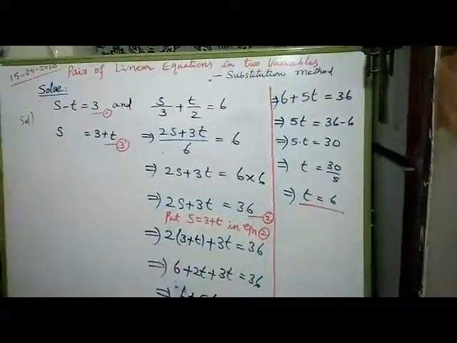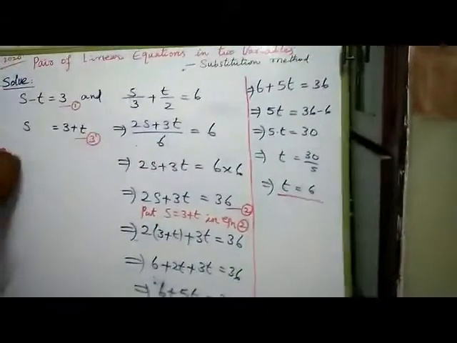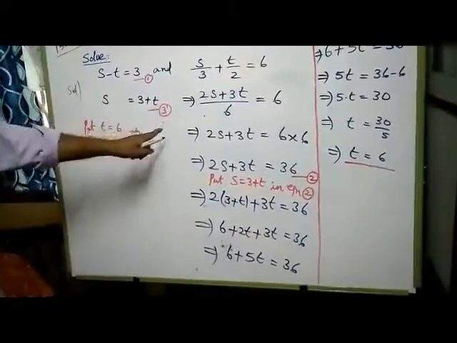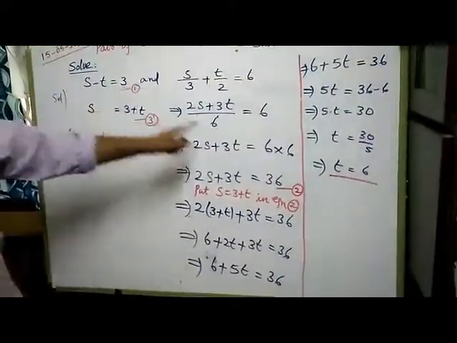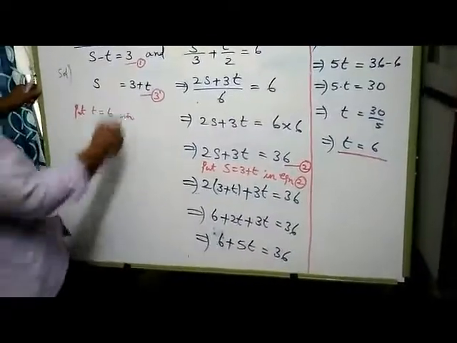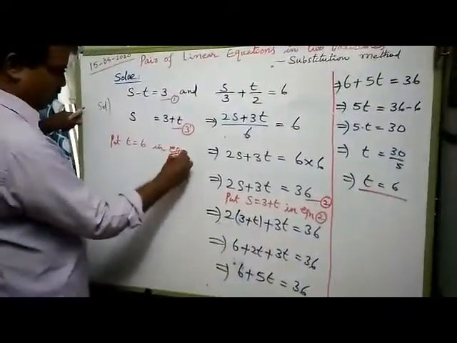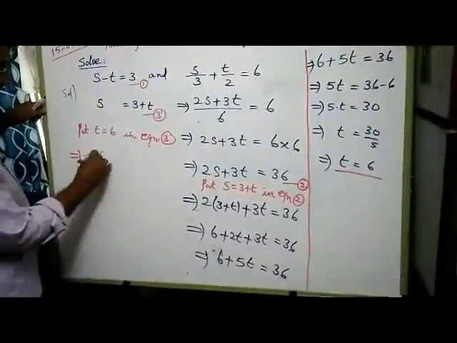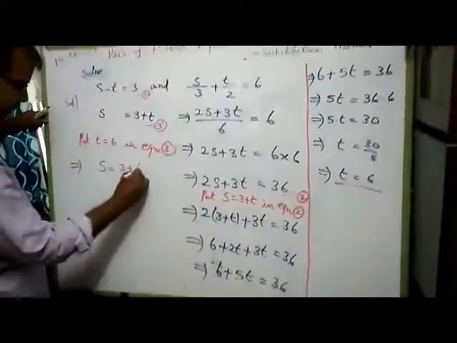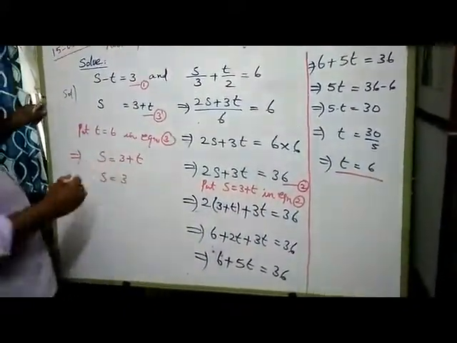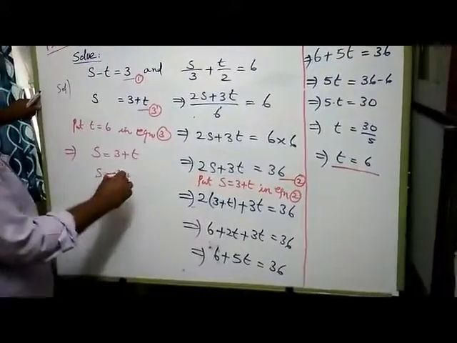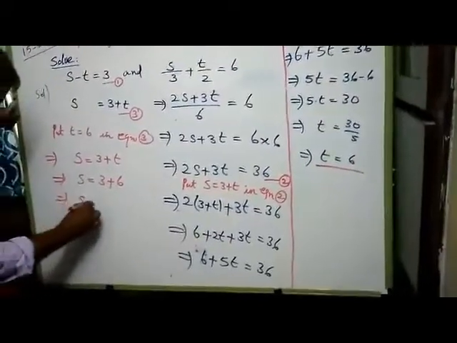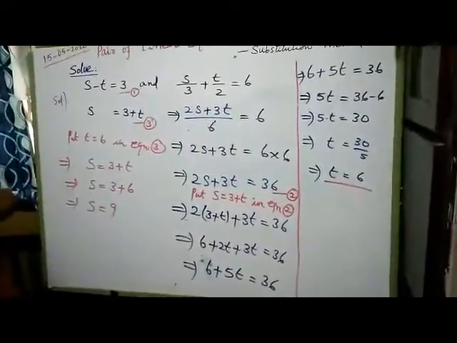Substitute t is equal to 6 in any equation, either in equation 1, equation 2, or equation 3. Whatever it may be, now I am going to substitute in equation 3. What is equation 3? s is equal to 3 plus t. The value of t is equal to 6. That implies s is equal to 9.